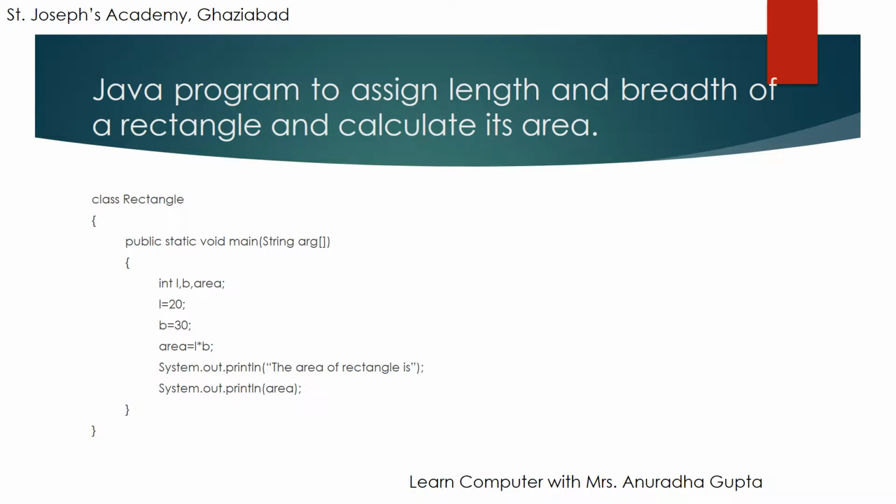One thing you keep in mind: in every Java program, first we declare the variables, then we assign values to the variables, then we put the calculation, and then we show the output. These four will go in this sequence only. First we declare the variable, then we assign, then we put the calculation, and then we show the output.